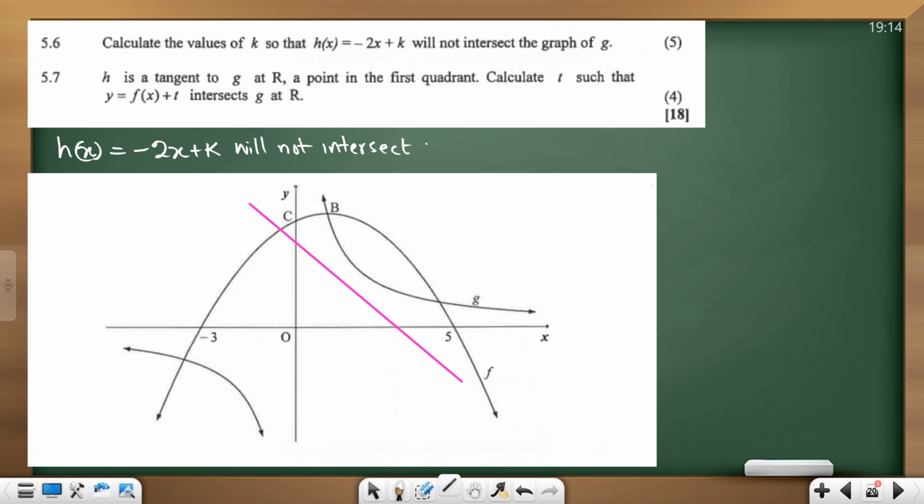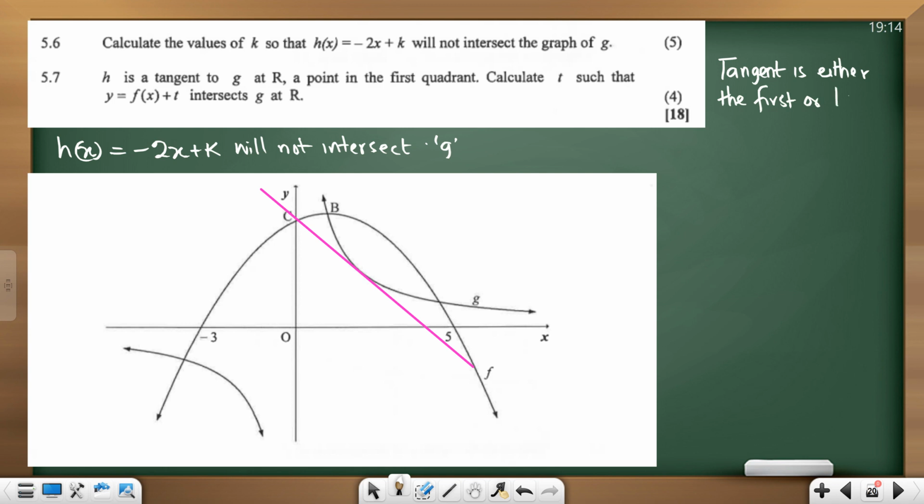Is that okay? But they said should not what? Intersect. Hold on. It means it should not touch. Touch which graph? G. That's the first point of contact, the tangent, or the last point of intersection. Write something about tangent intersecting a graph.